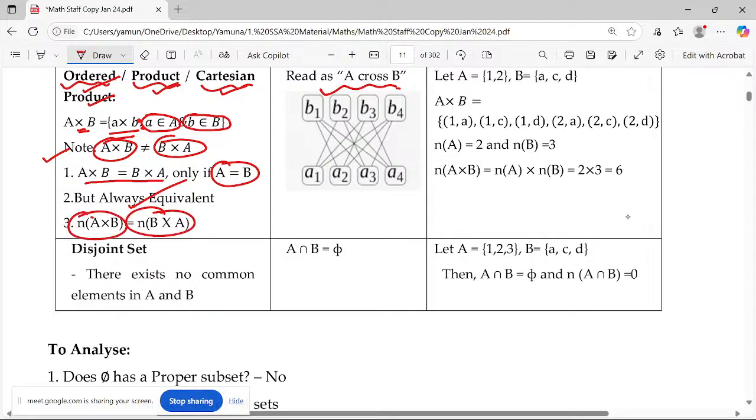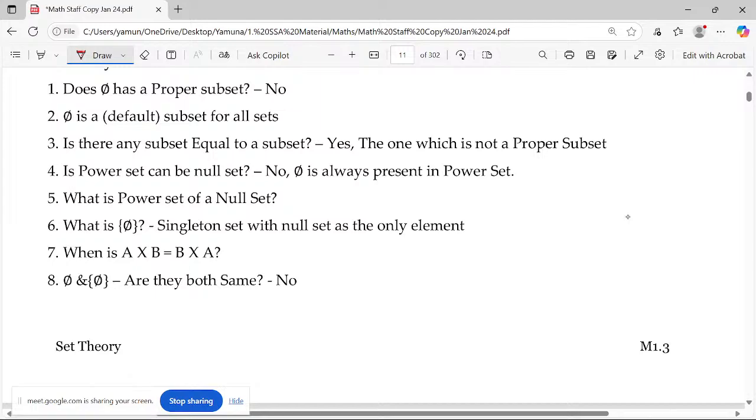Okay. Then next is the disjoint set. There exist no common elements, which means A intersection B will be equal to the null set. No common elements. It will become a void set. Okay. So we have analyzed all these.